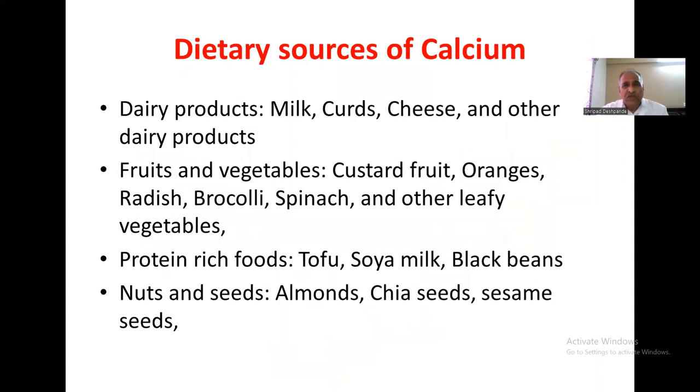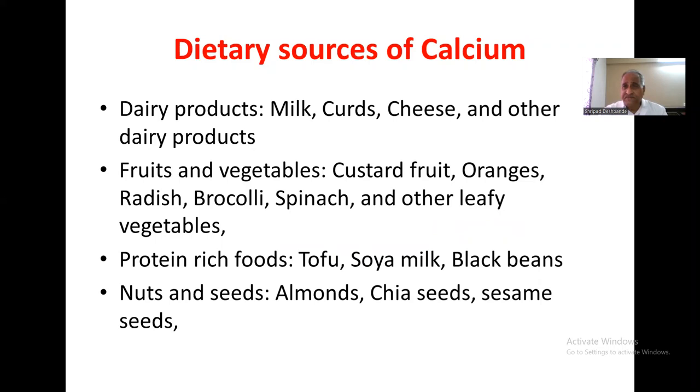You can check these dietary sources in a number of literatures available. The most reliable literatures would be taken from the WHO or any other nutritional journals. However, I'm just trying to give you a rough idea about the dietary sources of calcium, the dairy products mainly: the milk, curds, yogurts, cheese, and other dairy products. Amongst fruits and vegetables, custard fruit is rich in calcium. One custard fruit would give you around 1,000 milligrams.